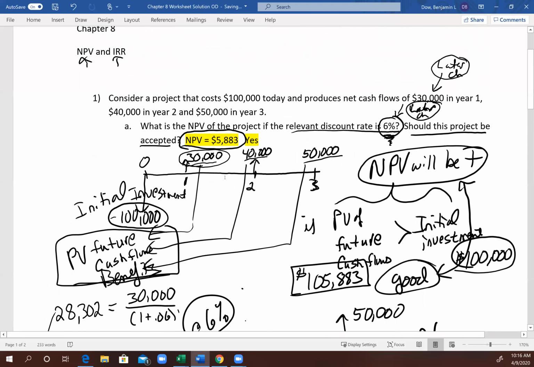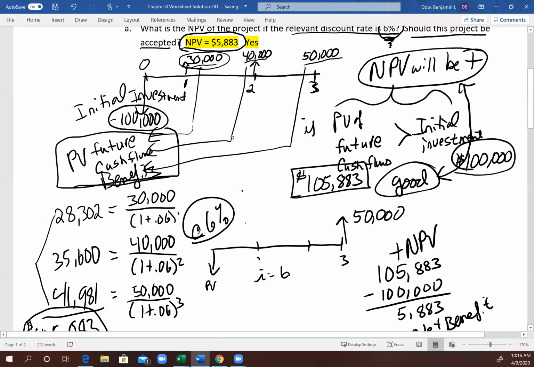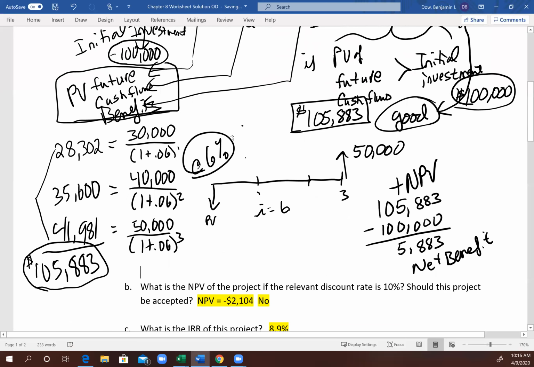Hey, what's the net present value of the project at 6%? Should it be accepted? Yes. The net benefit or net present value is $5,883, and it should be accepted. All right. Some of you are thinking, hey, can't we do this a lot easier because you showed me how to use NPV in my calculator? Yes, of course.